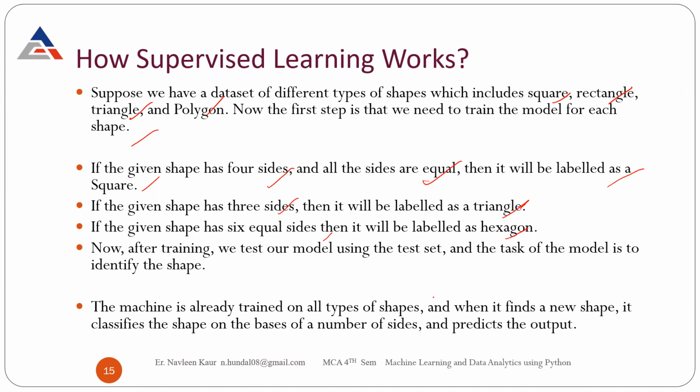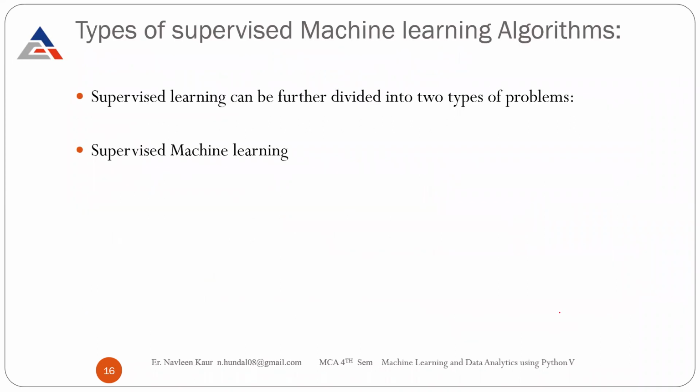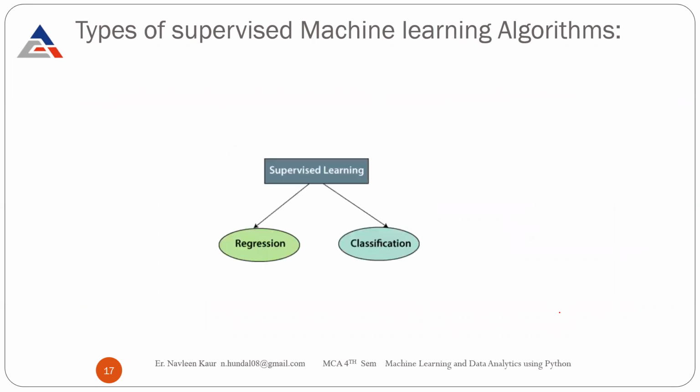Now, after training, we test our model using the test data, and the task of the model is to identify the shape. The machine is already trained on all the types of shapes, and when it finds a new shape, it classifies the shape on the basis of the number of sides and predicts the output. Now, if you ask what the different types of supervised machine learning algorithms are, they are of 2 types: regression and classification.